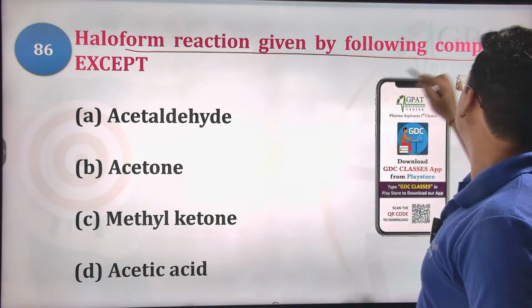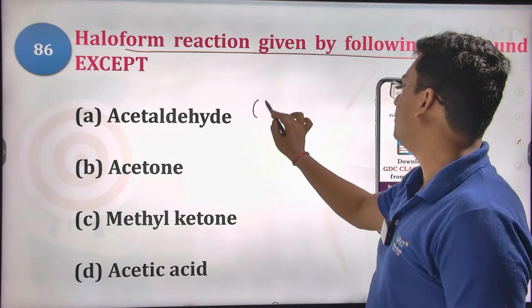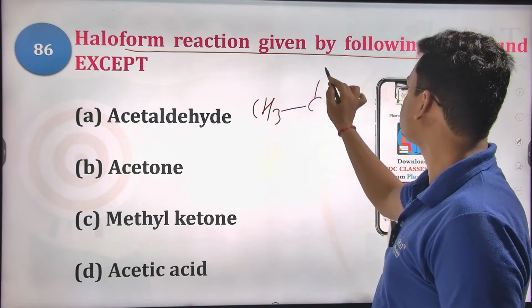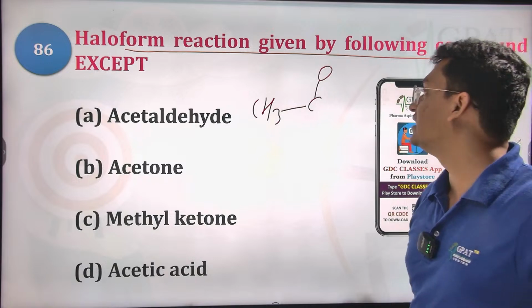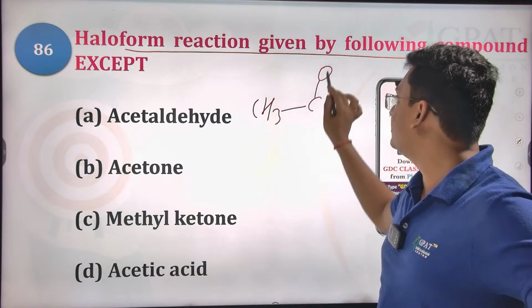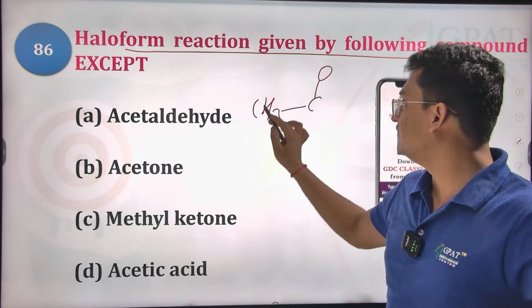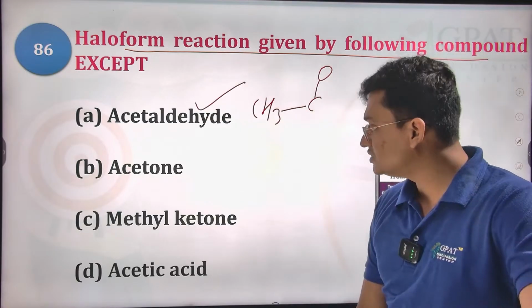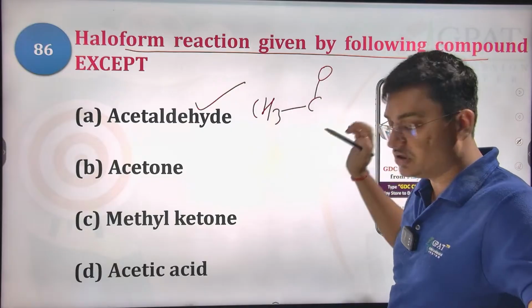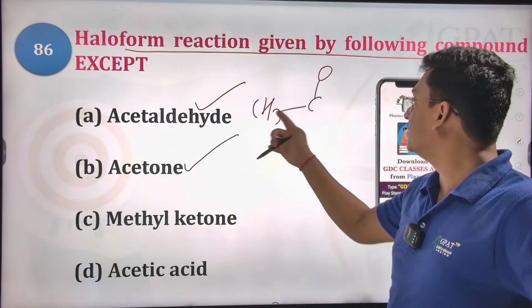Haloform reaction is given by all the compounds except. The haloform reaction is possible only in this kind of carbon and oxygen arrangement. Acetaldehyde is having CH3CO-H, so it has this kind of configuration. Acetone, CH3 C double bond O, is also having it. Methyl ketone also has it.